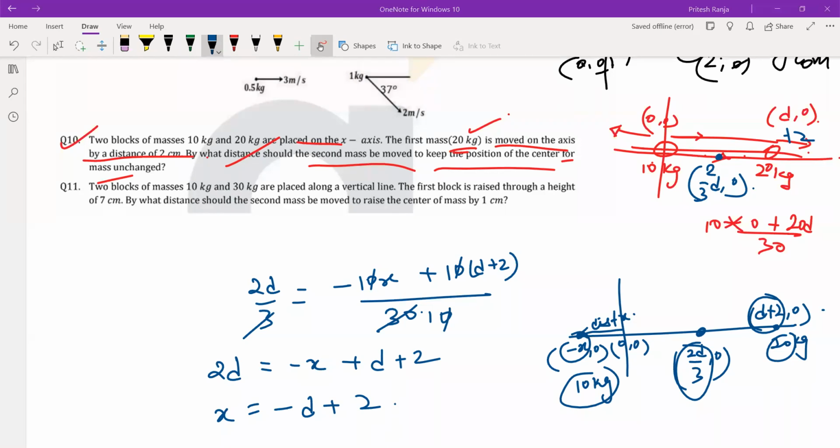Let us check the calculation once, guys. Because ये d minus 2 क्यों आ रहा है? Let us see that. Its center of mass is unchanged and first mass is moved on the x-axis by a distance of 2 centimeters. So where will the second mass be placed?